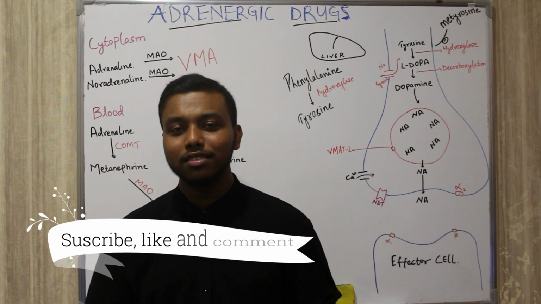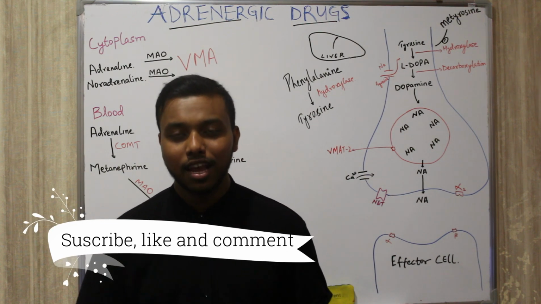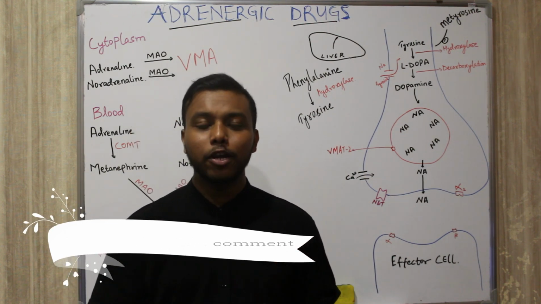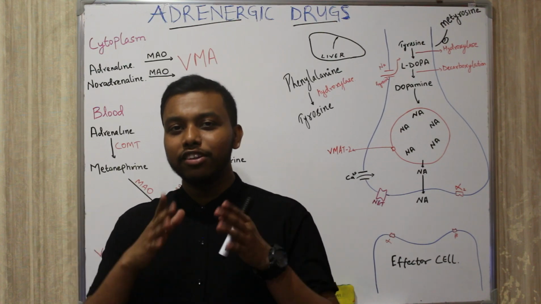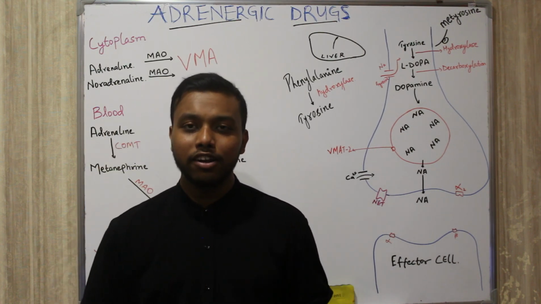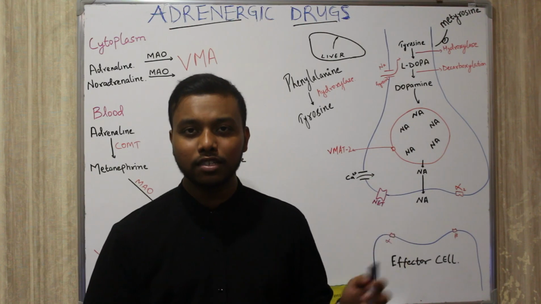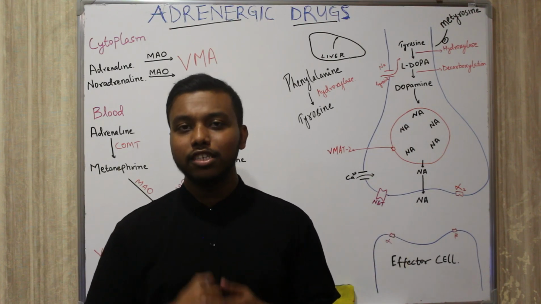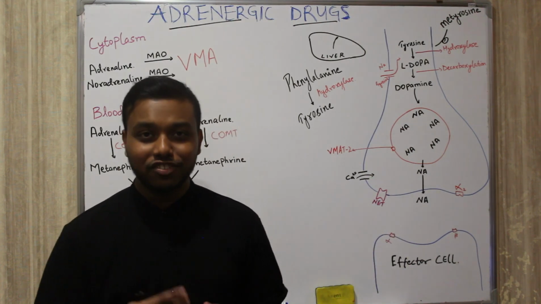We're starting with the pharmacology series, and the first topic we're discussing today is adrenergic drugs. We're dividing this topic into three parts. In the first part we'll talk about adrenergic transmission, in the second part we'll talk about adrenergic receptors and adrenergic agonist drugs, and in the third part we'll discuss adrenergic antagonists. So let's start with adrenergic transmission.